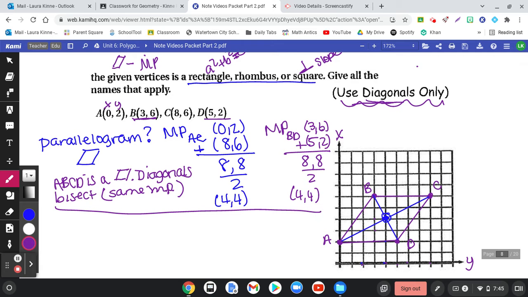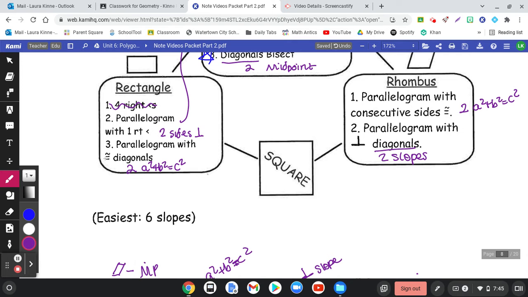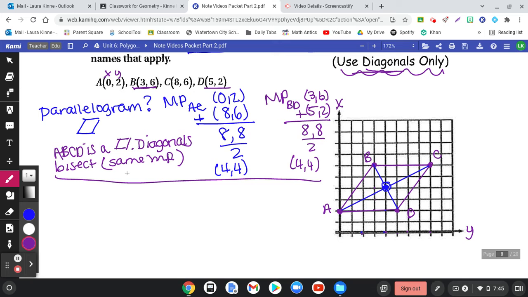Okay. So now let's show that it is or isn't a rectangle. With a rectangle, you want to show that the diagonals are congruent. So you want to look at the length.